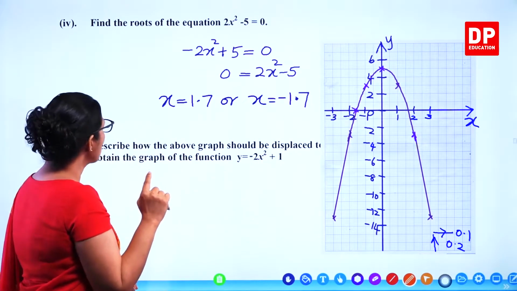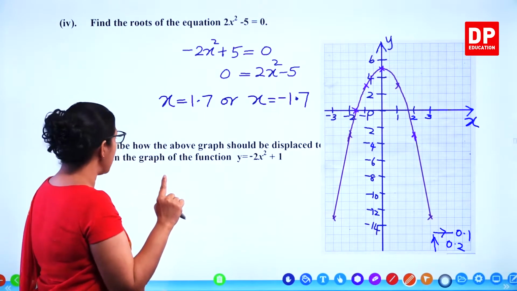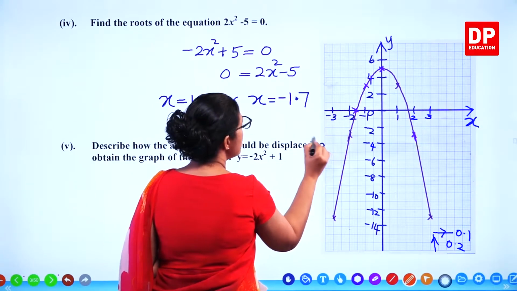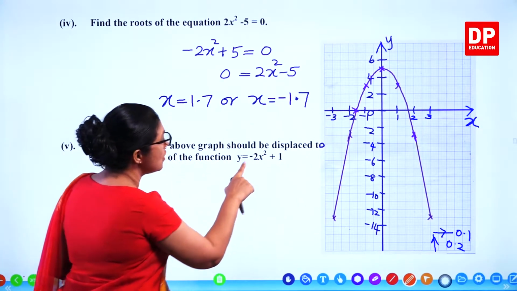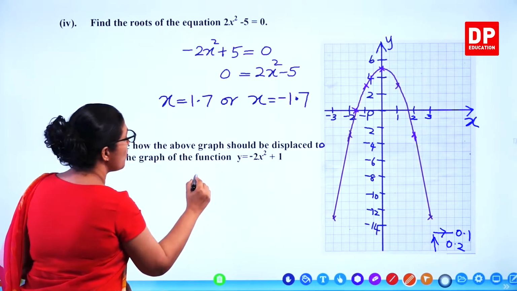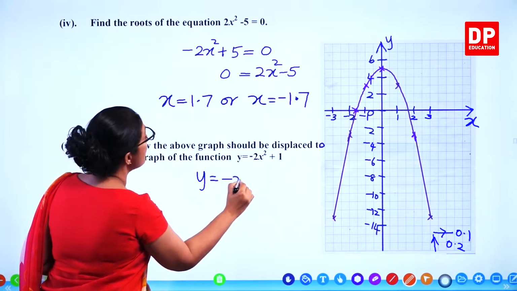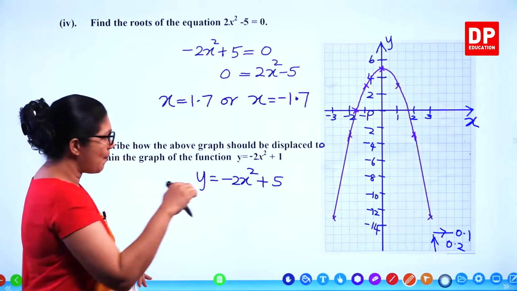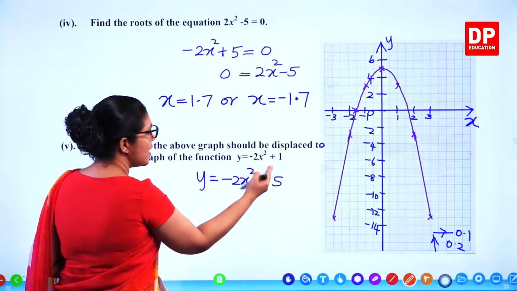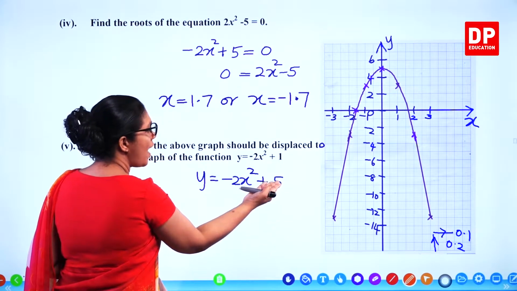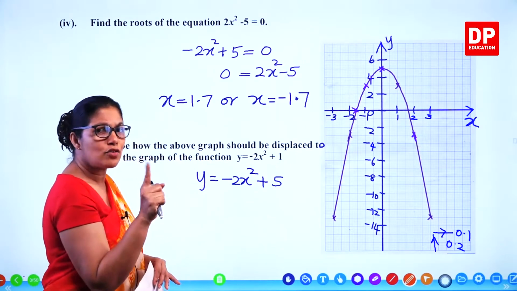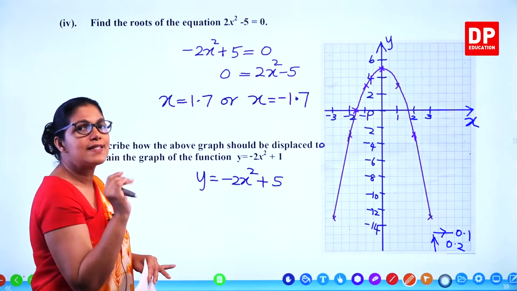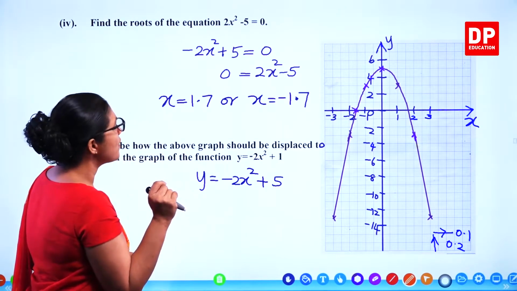Then the next one, describe how the above graph should be displaced to obtain the graph of the function minus 2x squared plus 1. So what is the previous graph? Minus 2x squared plus 5. Now see what happens, only the y value changes. So this means you have to subtract 4 to get 1. Subtract 4 means it moves the curve 4 units down. So that's what you have to explain.